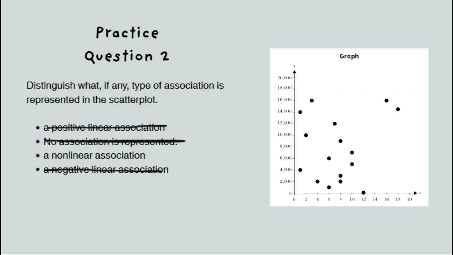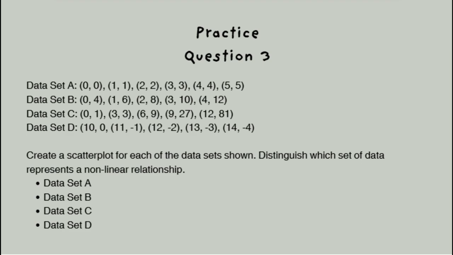Gotta slide my slides. Here's practice question number 3. We have all these data sets, and it says create a scatter plot for each of the data sets shown. Distinguish which set of data represents a non-linear relationship. Now, the easiest way to do this for me is going to be to go to GeoGebra. If you're math-minded, which I'm not, you may be able to just look at these points and tell which one is going to be linear and which one's not going to be linear. I don't trust myself enough to do that.